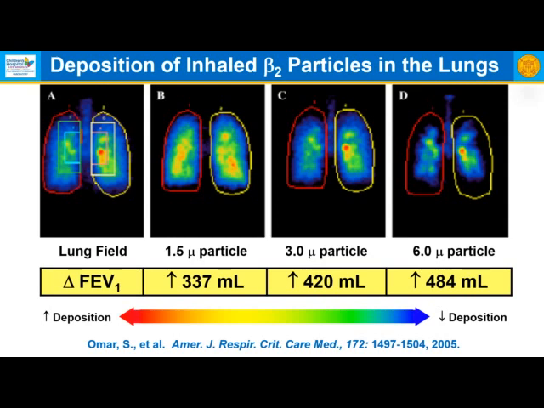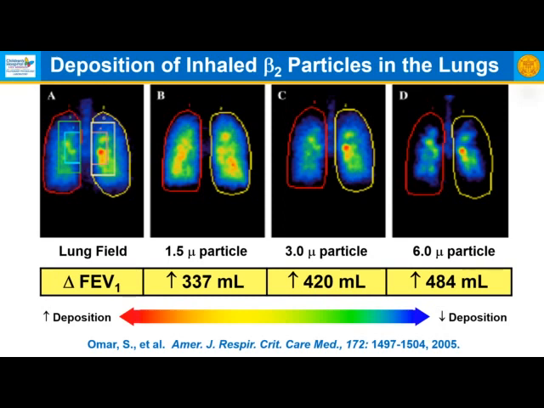And so here is the entire lung field that these particles could be distributed to. What we're going to look at is where they went and the effect on FEV1. Red indicates where most of the deposition is, blue indicates where little of it is.